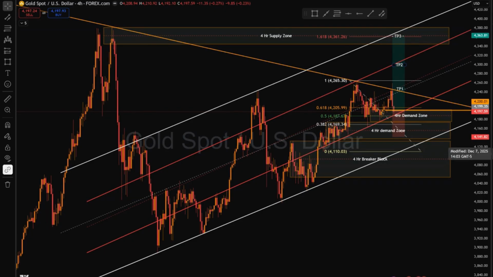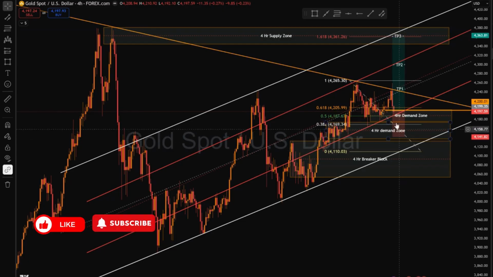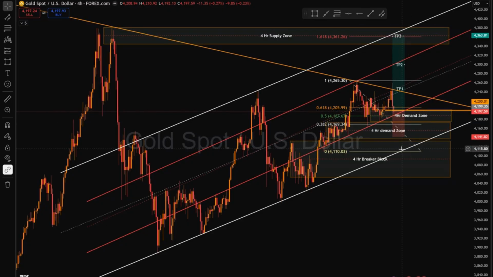A dovish Fed often causes gold to break through resistance zones more easily, especially if liquidity is already sitting above current price. If the Fed signals rate hikes or a hawkish stance, the dollar strengthens. Yields rise, and gold usually pulls back or consolidates. This would increase the chance of price falling toward the 4,146 demand zone, or even the breaker block below if selling pressure accelerates. A hawkish tone often triggers sharp short-term sell-offs in gold, especially if the market was positioned bullishly beforehand.